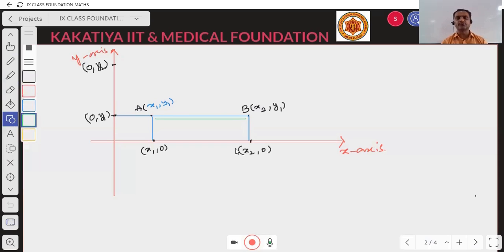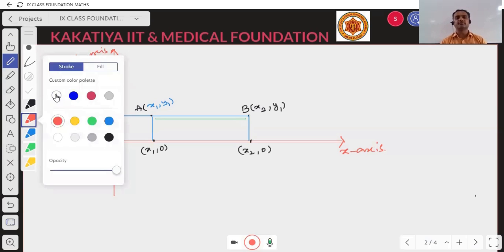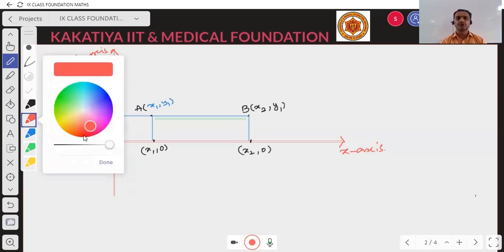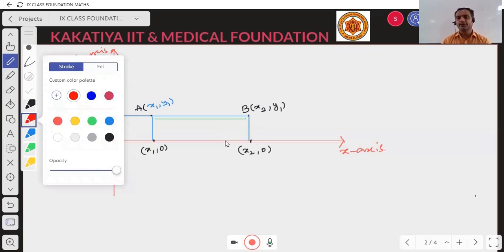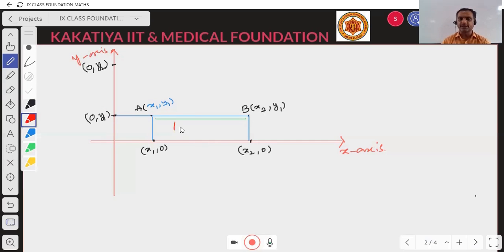Now, sir, if I want to know the distance between these 2 points, how can we consider it? See, the distance between 2 points whose x coordinates are equal is the absolute value of the difference between their y coordinates. And when their y coordinates are equal, it is the absolute value of the difference between their x coordinates, x2 minus x1. Clear?